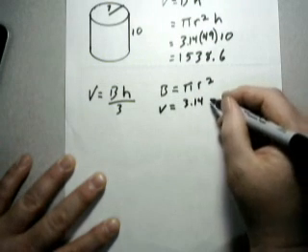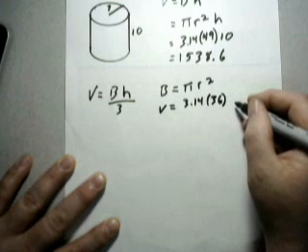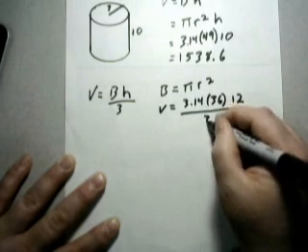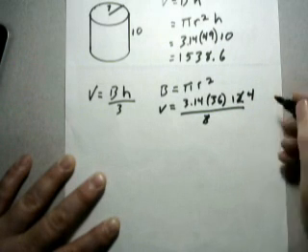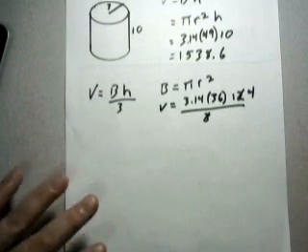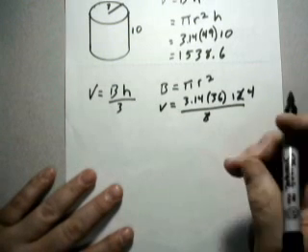So the volume for the cone will be equal to 3.14 times 6 squared, which is 36, times the height, which is 12, and divide all that by 3. Now I'm going to just do some cross canceling here. Cancel that 3 out with that 12. So 3.14 times 36 times 4 is equal to 452.16.